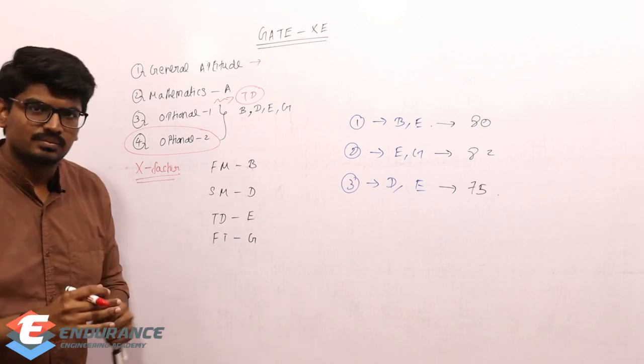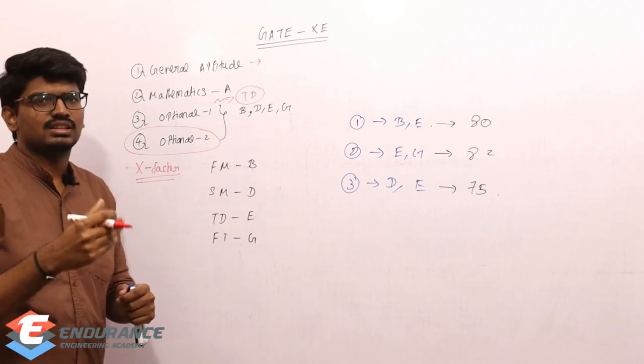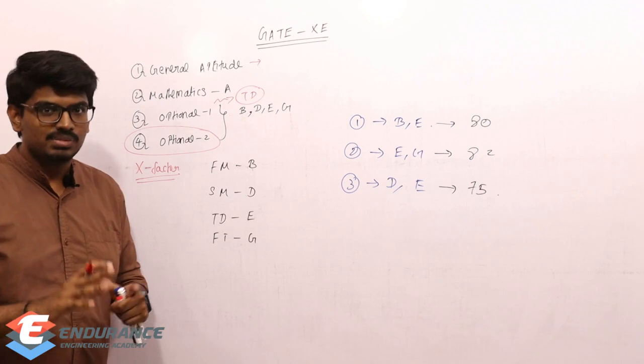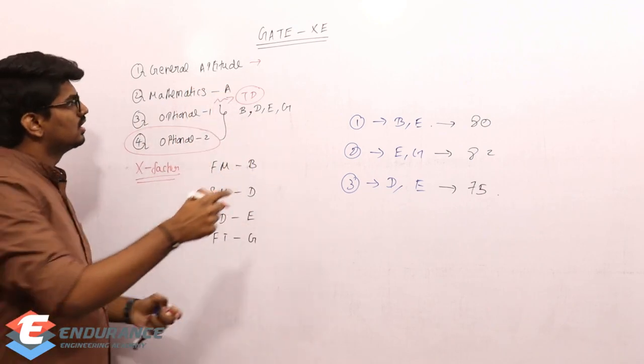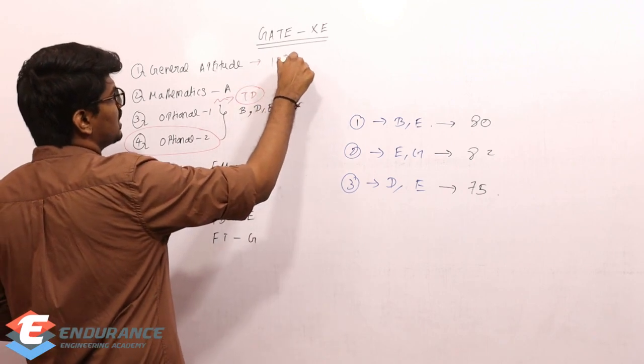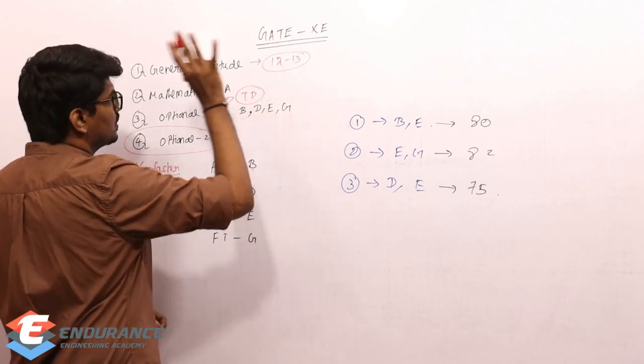8 marks will be easy, not very tough. Another 4 marks will be medium. I believe that you can get it. It's just aptitude, right? General aptitude. So getting 12 to 13 marks will be a very good score in aptitude.